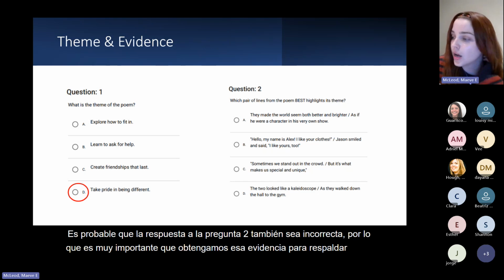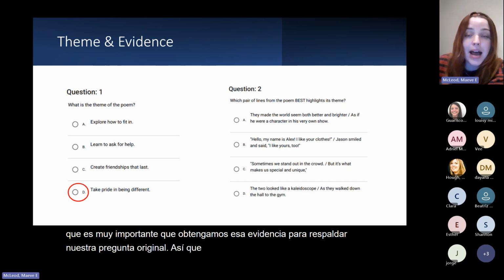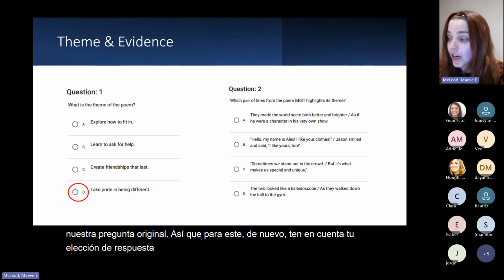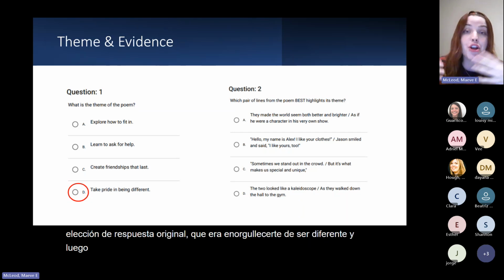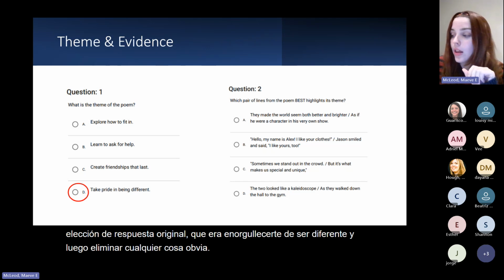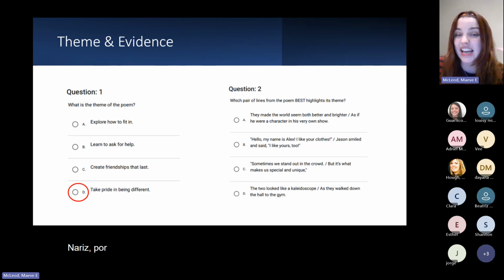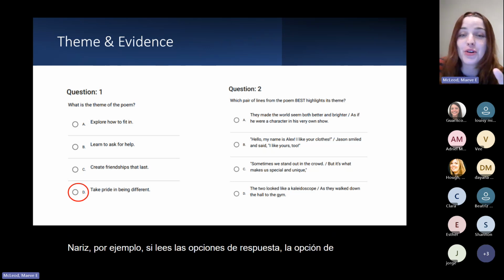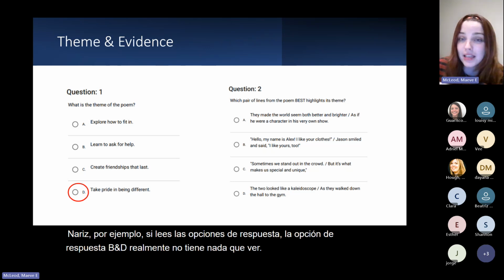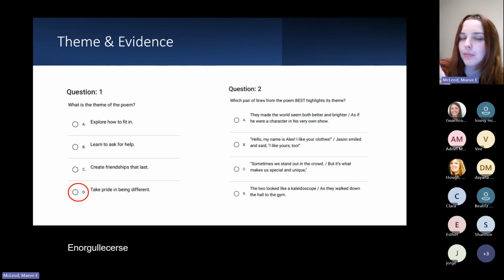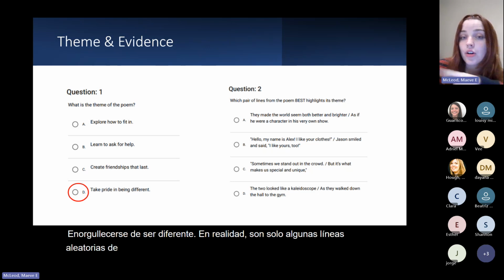So for this one, again, keep in mind your original answer choice, which was take pride in being different, and then really just eliminate any obvious no's. For example, if you read through the answer choices, answer choice B and D really have nothing to do with taking pride in being different. It's really just some random lines from the text. So those ones are easy to cross out.